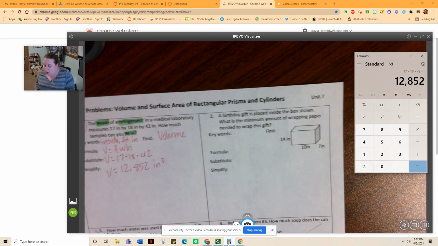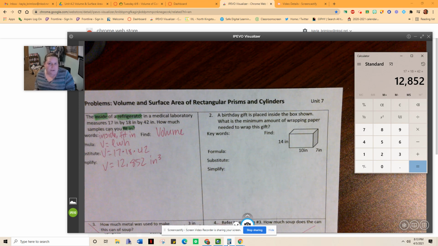Okay, so I want to talk about number 2. We're not going to get into it because we haven't learned the concept yet, but let's see the difference in wording. A birthday gift is placed inside the box shown. What is the minimum amount of wrapping paper needed to wrap this gift? If we pause and think about this for a second, where does wrapping paper typically go on a gift? It goes around the outside. This is an example of what we call surface area, the area of the surface of a prism. So wrapping paper is on the outside.